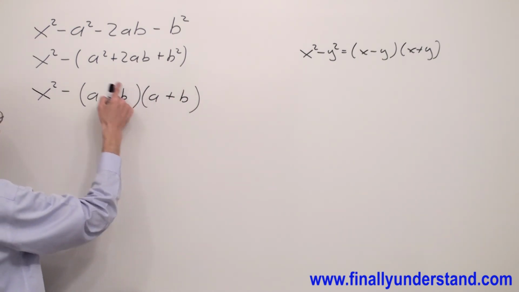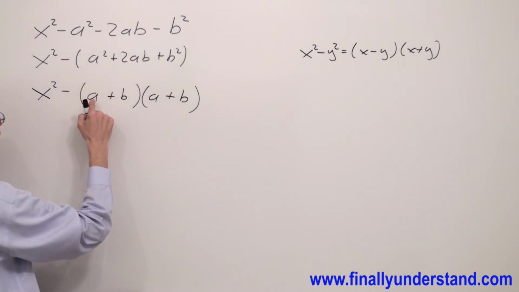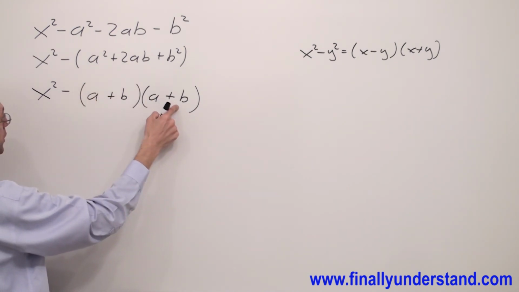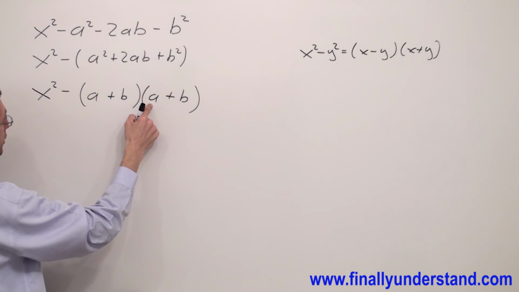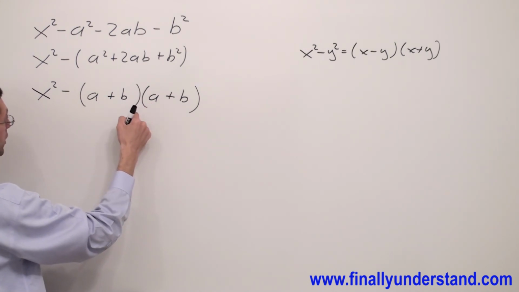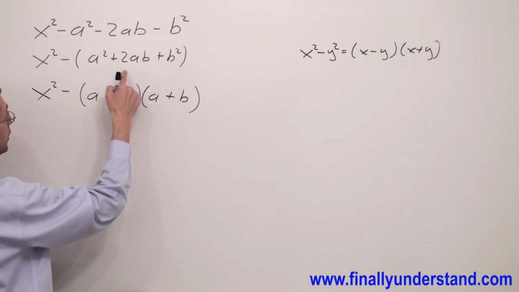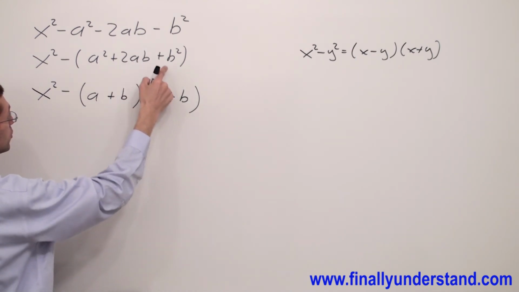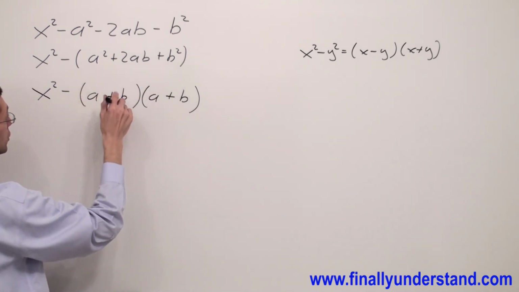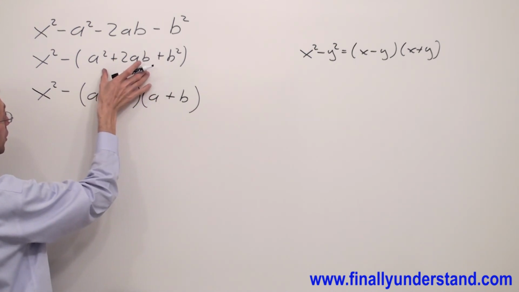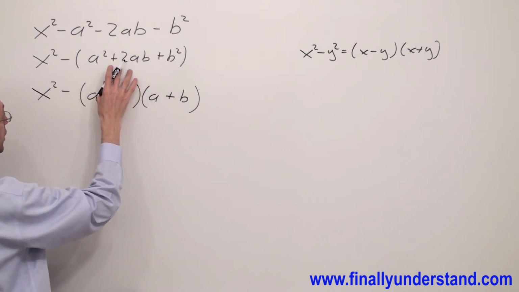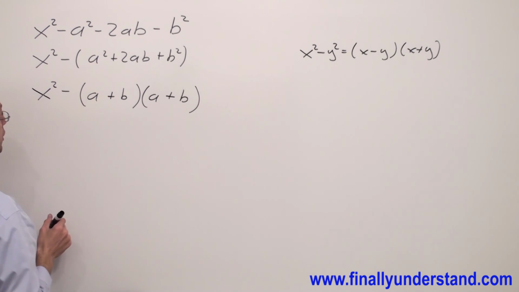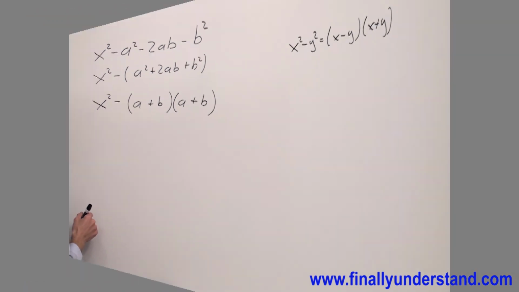Let's check if this is correct. A times a gives me a squared. A times b gives me ab. B times a is ba, which is basically ab. Ab plus ab gives me 2ab. B times b gives me b squared. So this is the answer for the factoring of this quadratic trinomial.